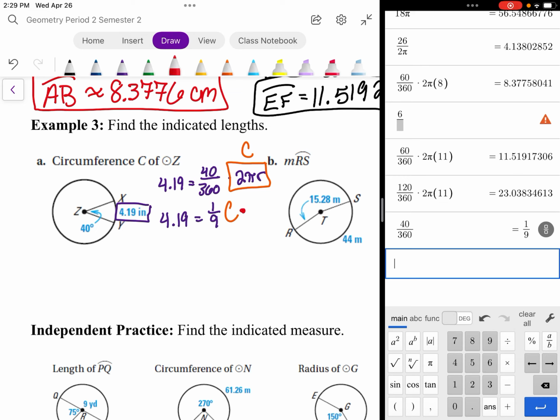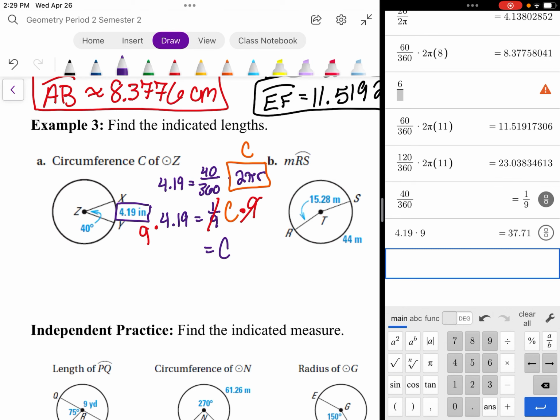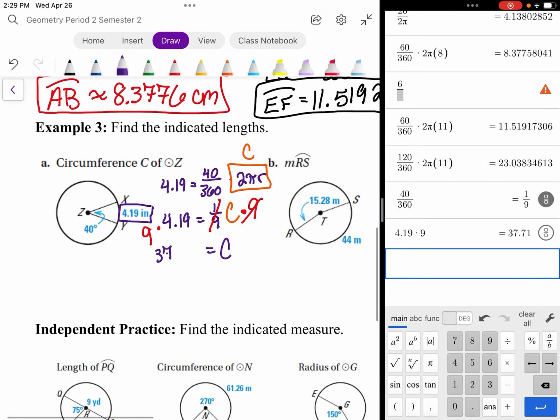And we want to get just c by itself, so we are going to multiply both sides by 9 to get rid of our fraction. And that's going to tell us what our circumference is equal to. 4.19 times 9 is going to be 37.71. And circumference is measured in inches. And that's our answer.